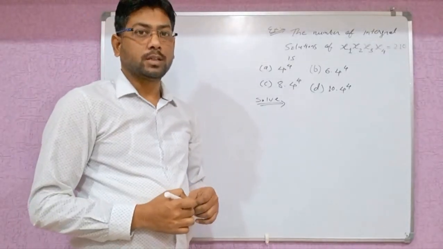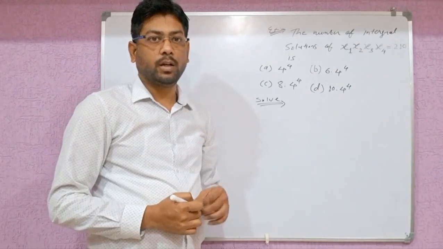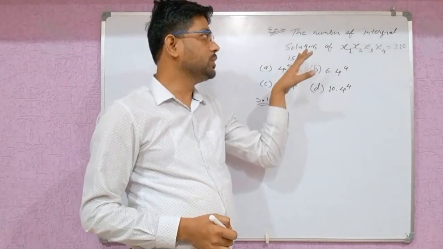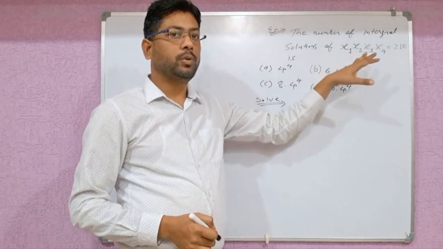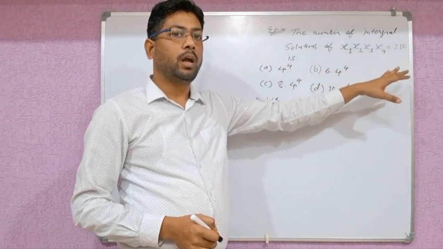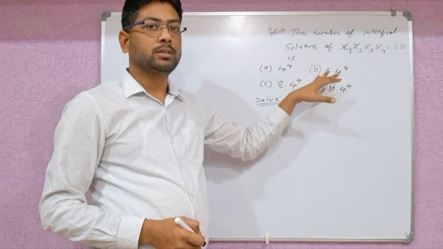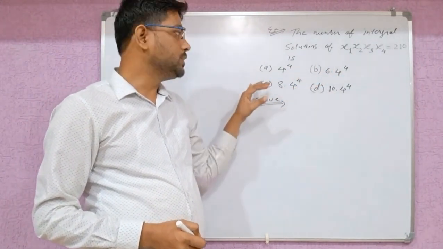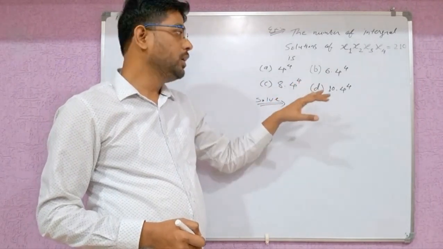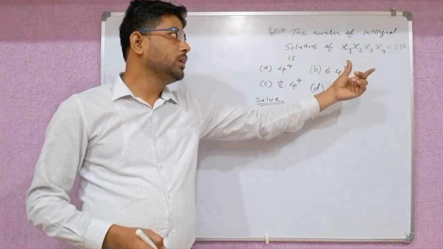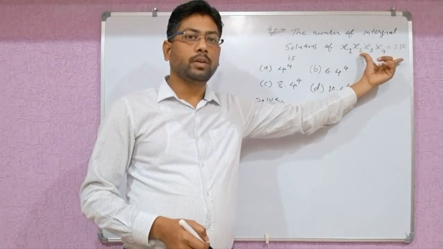Now we will discuss some questions based on different concepts. Our first question is: the number of integral solutions of x1 into x2 into x3 into x4 is equal to 210 is. Option A is 4 to the power 4, option B is 6 into 4 to the power 4, option C is 8 into 4 to the power 4, and option D is 10 into 4 to the power 4. So we have to find the integral solutions of this given equation.